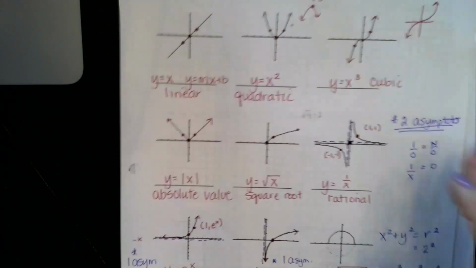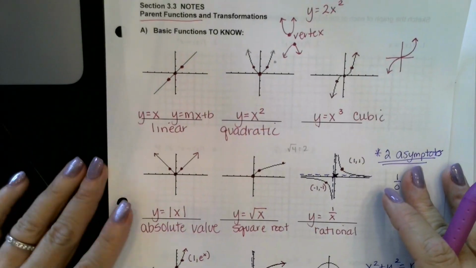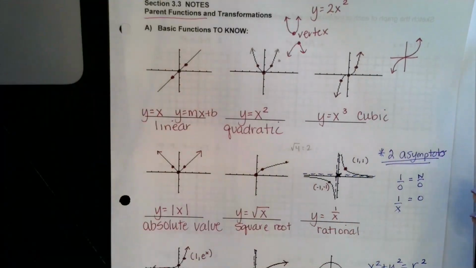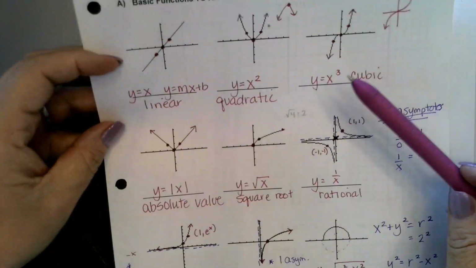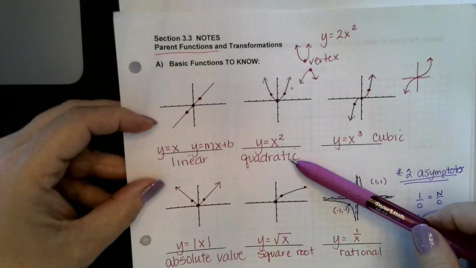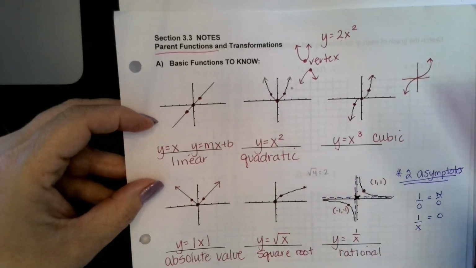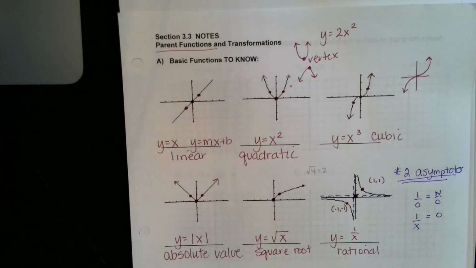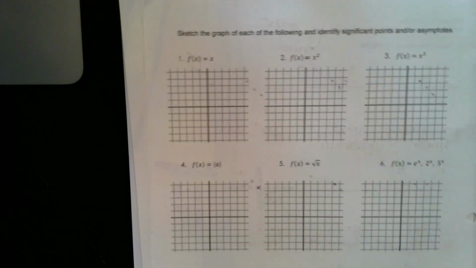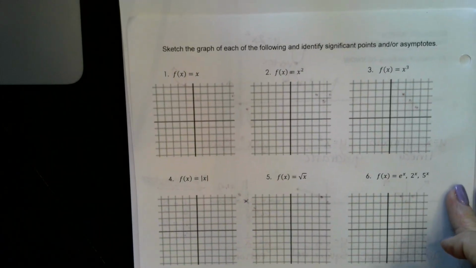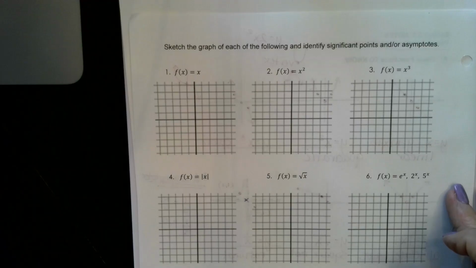Okay? So what I would tell you, what's most important is that you memorize this page. You know these basic functions, what their names are, what their shapes are, and what the gotta have points are on these. Because we are moving into flipping things around. So I am not going to go through this page with you because this is just the parent functions.